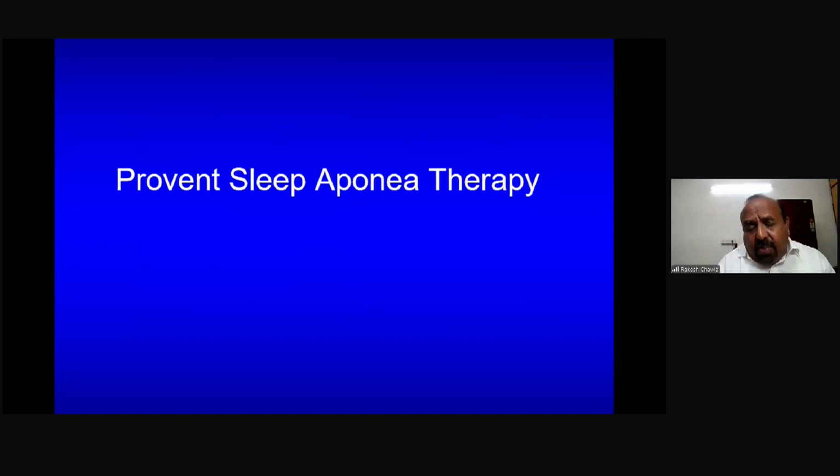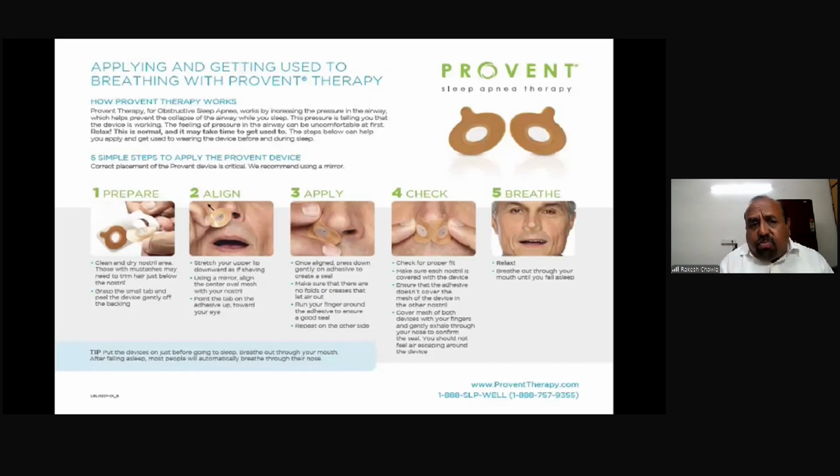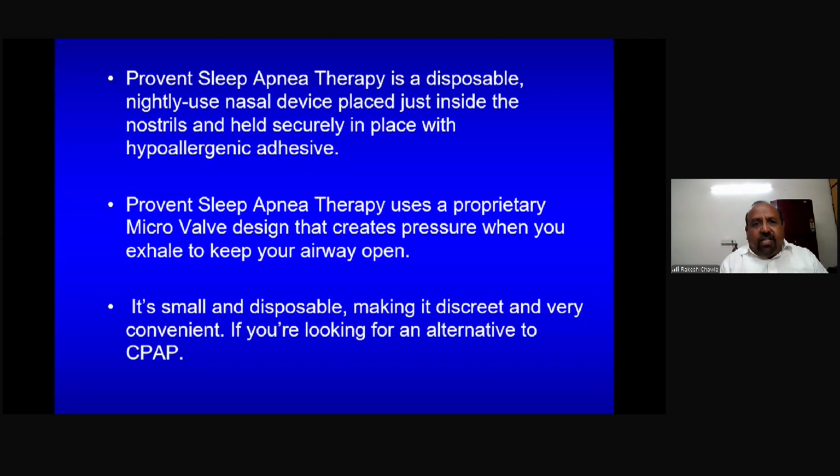What is a ProVent sleep apnea therapy? These are the disposable nasal stickers with filters which are working one way, so you are not able to exhale and the pressure is generated to keep your airway open. It is a disposable night use nasal device. You use it on the nostrils.